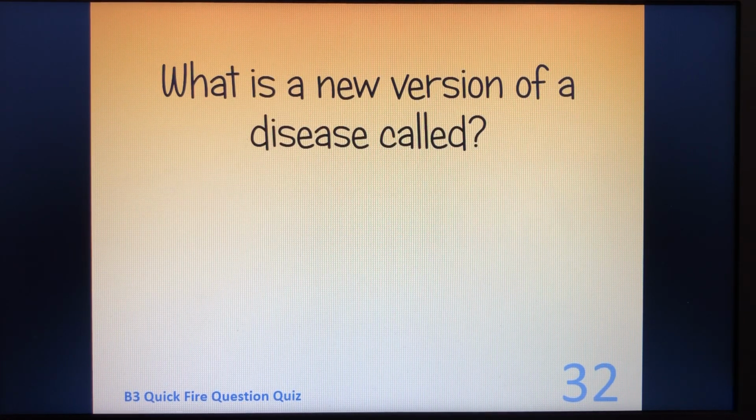Question 32. What is a new version of a disease called? We've said this lots of times in this quiz so far. And the answer is a new strain.